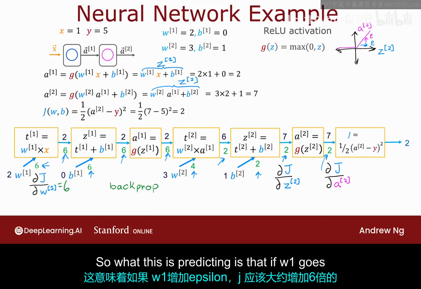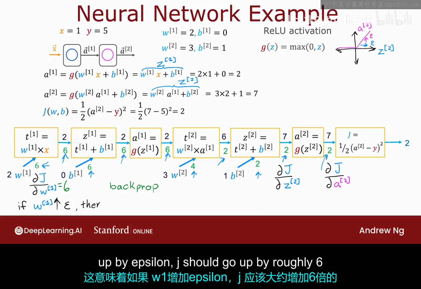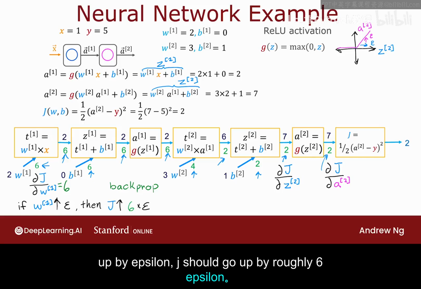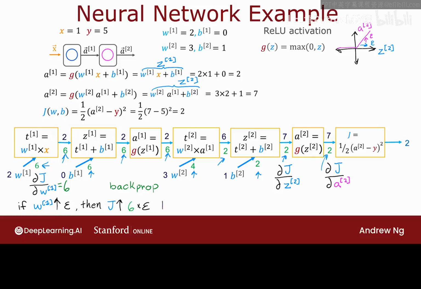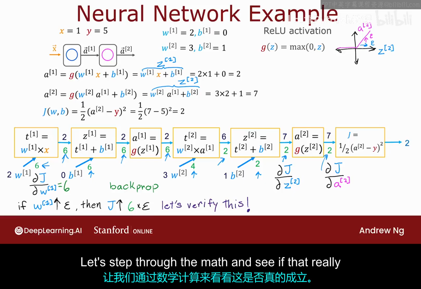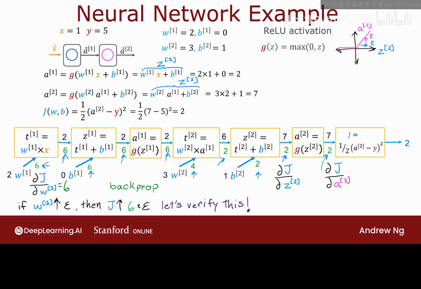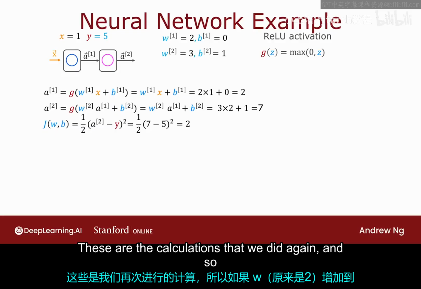So what this is predicting is that if w1 goes up by epsilon, j should go up by roughly 6 times epsilon. Let's step through the math and see if that really is true. These are the calculations that we did again.